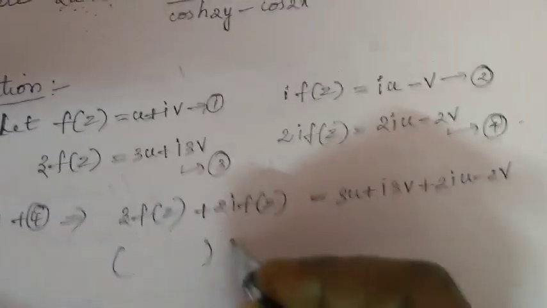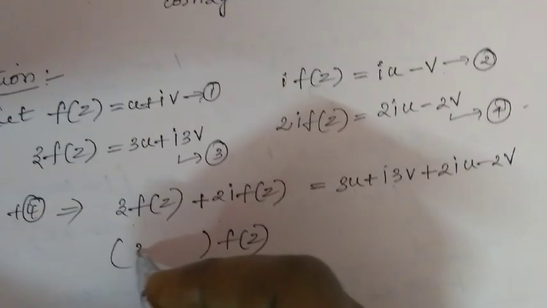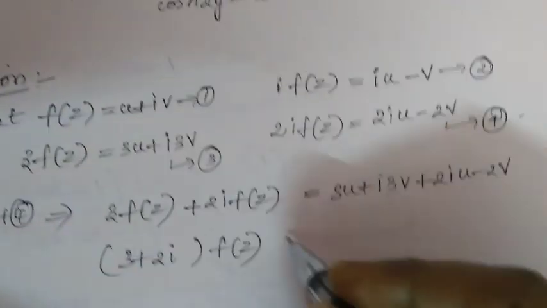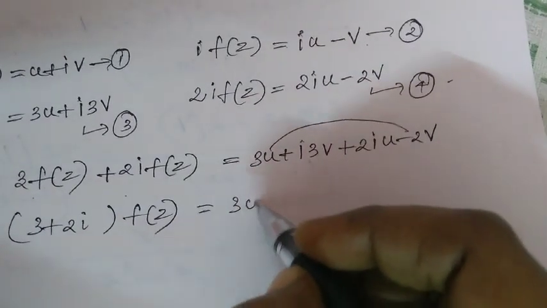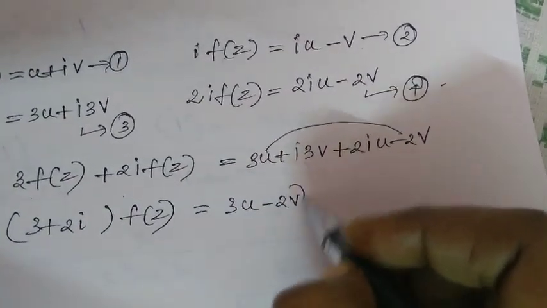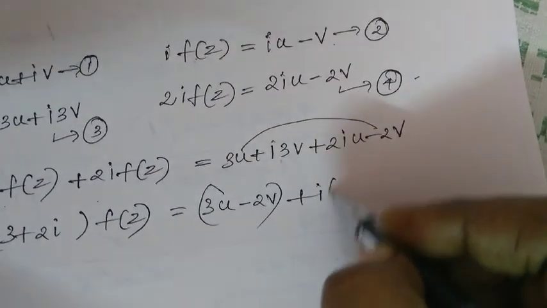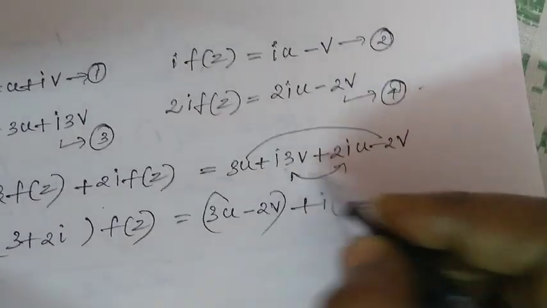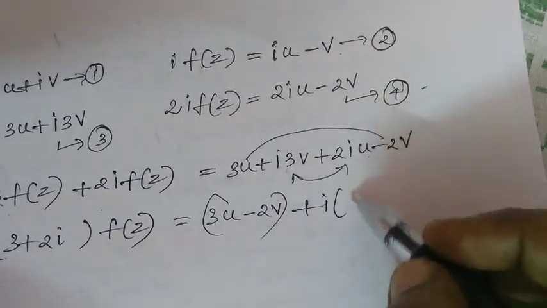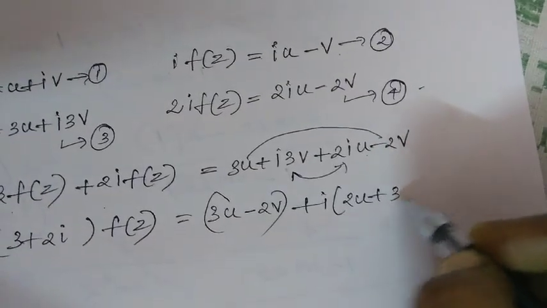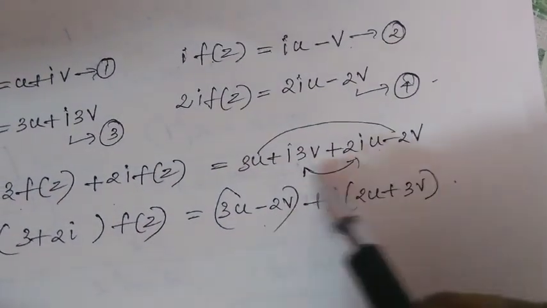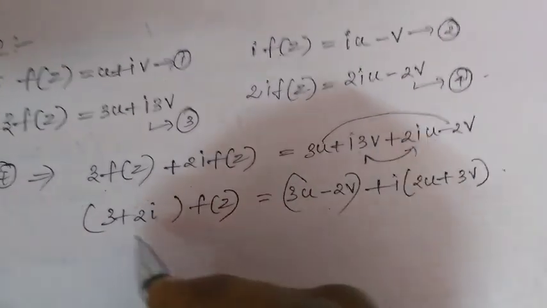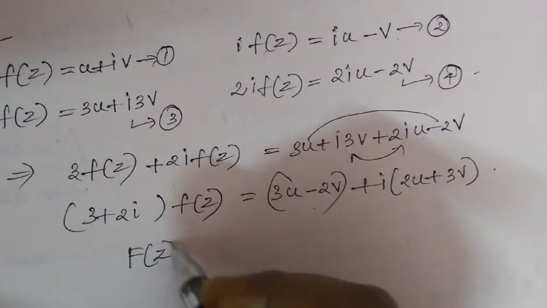Now you can take your f of z as common in this. So it is 3 plus 2i, that's equal to, here you just combine your real part. So you will get 3u minus 2v, and for the imaginary part, take your i as common from both. So you get 2u plus 3v, right? You just combine your real part and imaginary part separately. That's it.